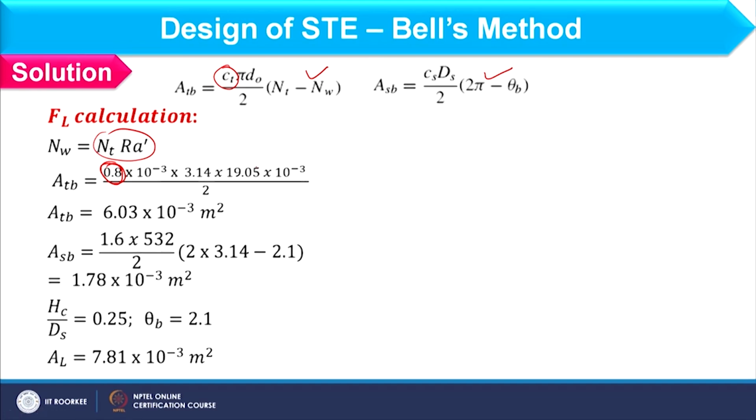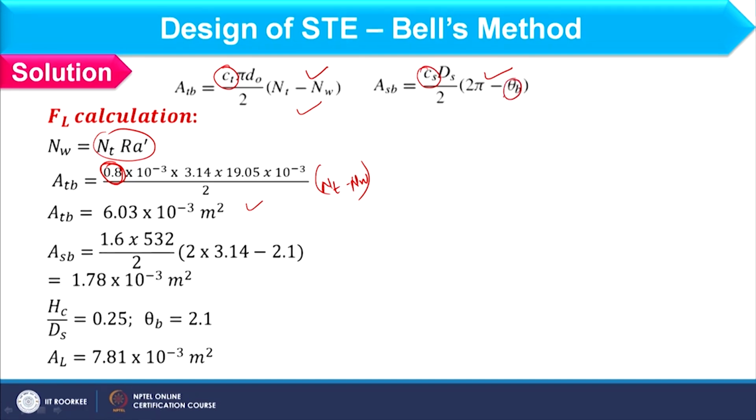So, considering all these values, NW you can find as 48. You can use this expression and find the ATB value as 6.03 into 10 power minus 3, right. Here we should also consider NT minus NW. NW over here is 48, NT is 300, and next we have to find out the ASB value, and to find ASB we should also consider CS and theta B, right.